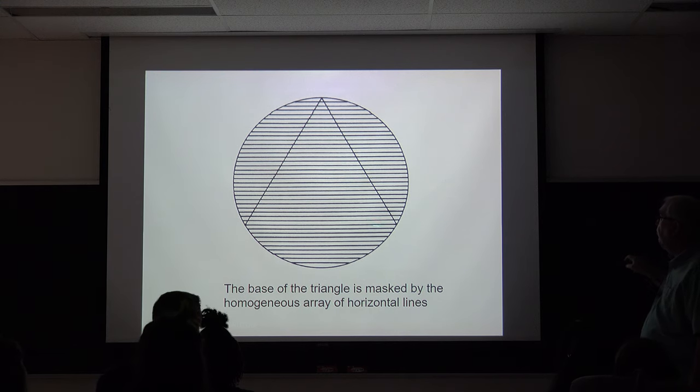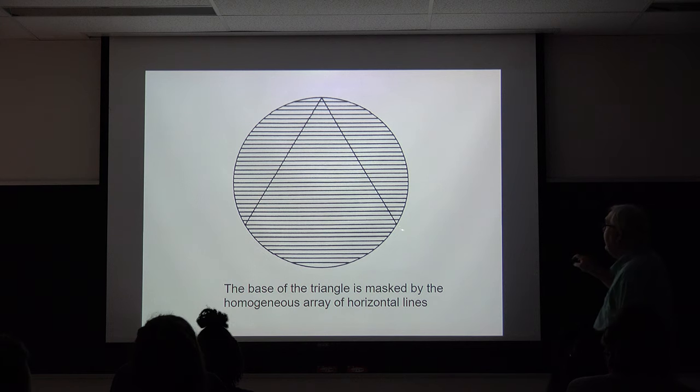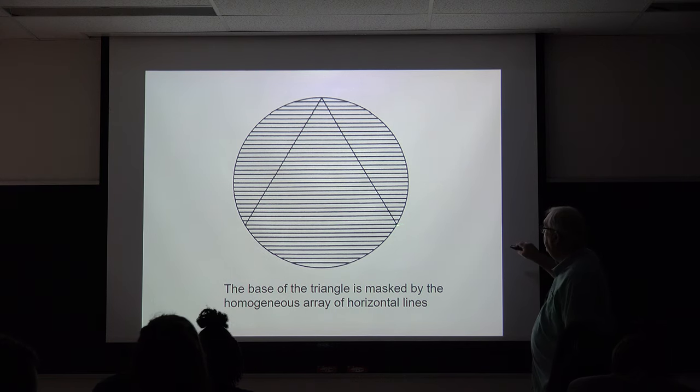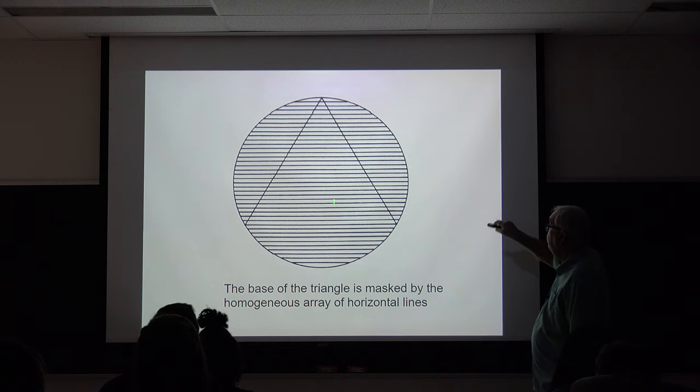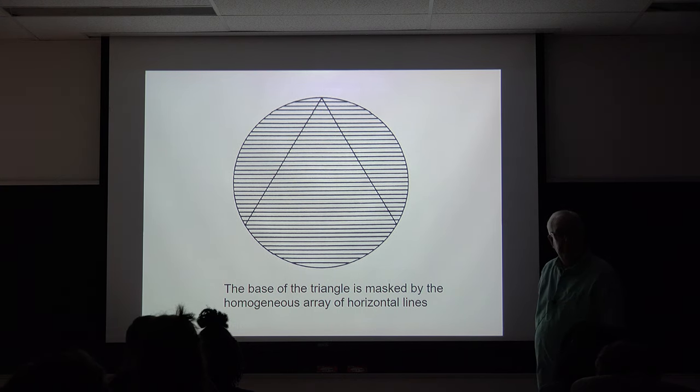Here's another interesting example. You've got a well-formed triangle here, but it's impossible to see it. You just simply can't see this line right there as being part of these two. You see it as part of the overall pattern that I've shown there.